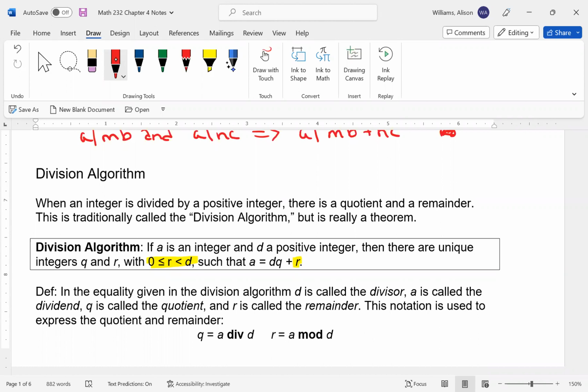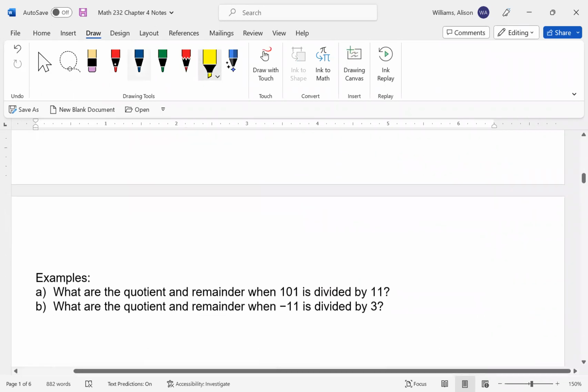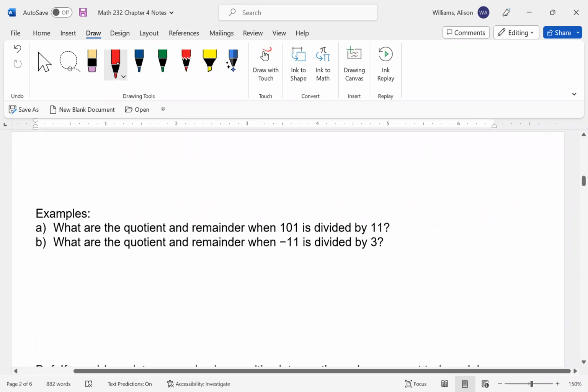And I want you to notice that mod notation is talking about a remainder. We're actually doing a process and getting a remainder. We're taking A, we're dividing it by D, and we're saying if its remainder is 5, then that's what we're using this notation to represent, that remainder of 5. Okay, let's use this in an example just to make sure we're good with that. So what are the quotient and remainder when 101 is divided by 11?